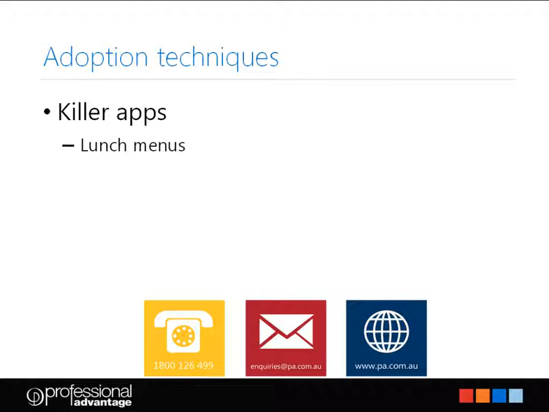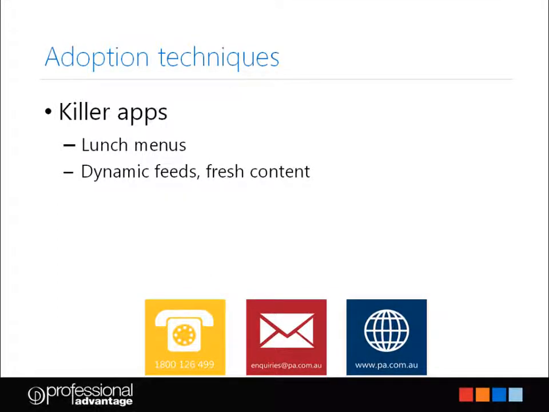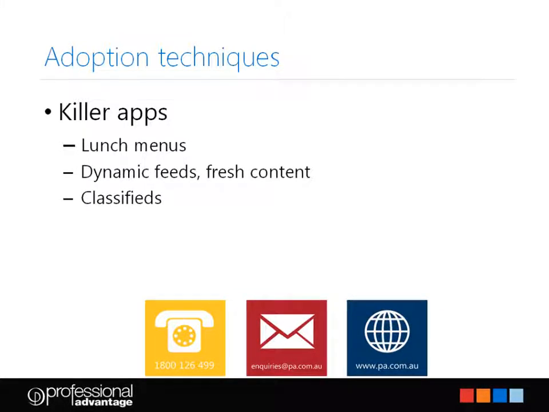Another very powerful way is to have dynamic feeds or fresh content. So user-defined or aggregated feeds from something like NewsGator. Another great killer app is to have a classified type application. So your buy, sell, or recommendations on books or movies. Another one that's proved very successful is to have a phone directory.